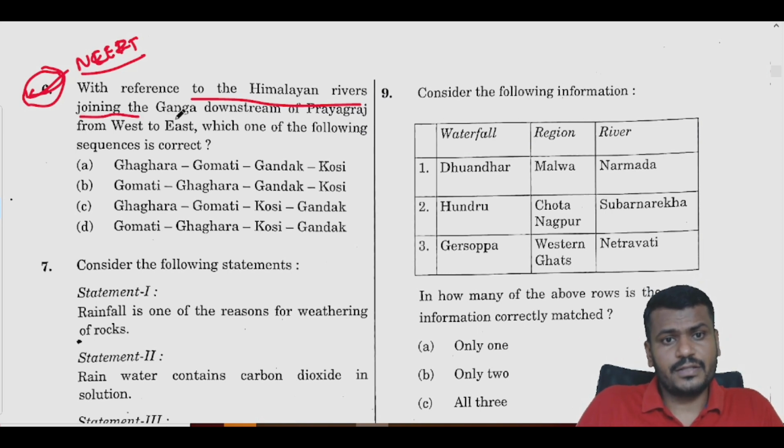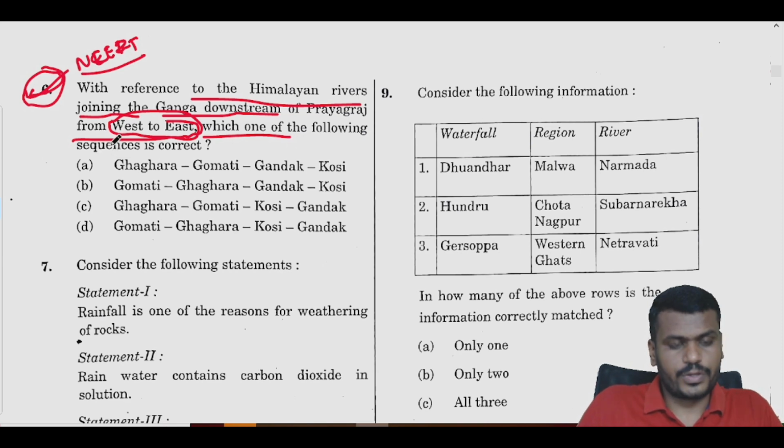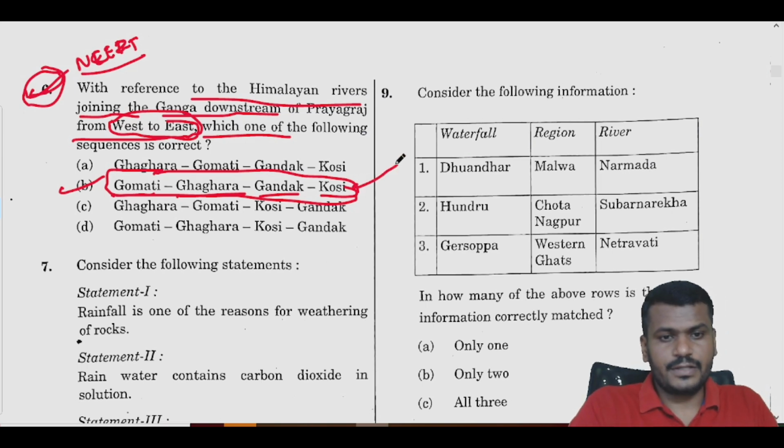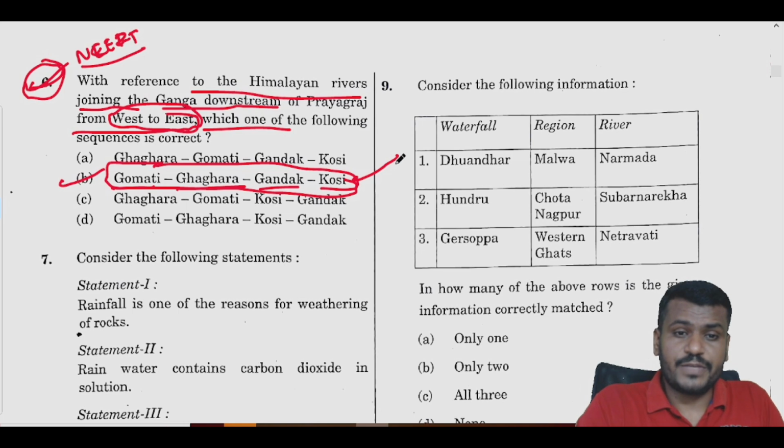Himalayan rivers joining the Ganga downstream of Prayagraj, from west to east. This is very important, guys, they are asking west to east. Which of the following sequences is correct? They are asking the sequence. So definitely Gomti comes first, then Ghagra, Gandak and Kosi. This is the sequence. You can have a look at the map and you will definitely understand this. These are the learning curves, guys. Those who made a mistake, definitely remember this. And from now onwards, please read geography only with a map.